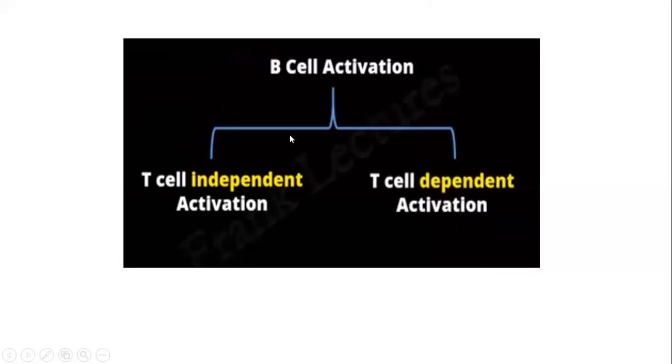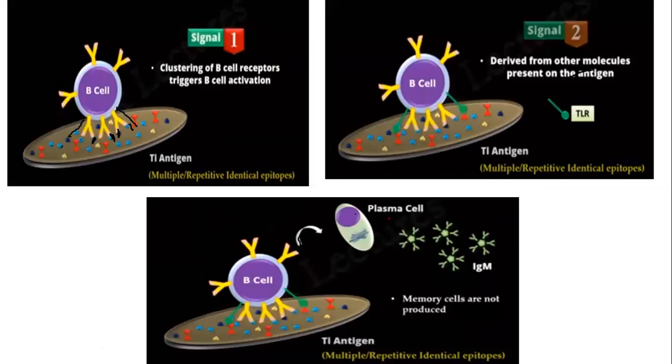So how does B cell activation take place? B cell activation takes place in two ways. The first is T cell independent activation, and the second is T cell dependent activation. So first we are going to T cell independent. There are lots of receptors on the B cells. These B cells bind to the surface of the antigen. This is known as B cell clustering.